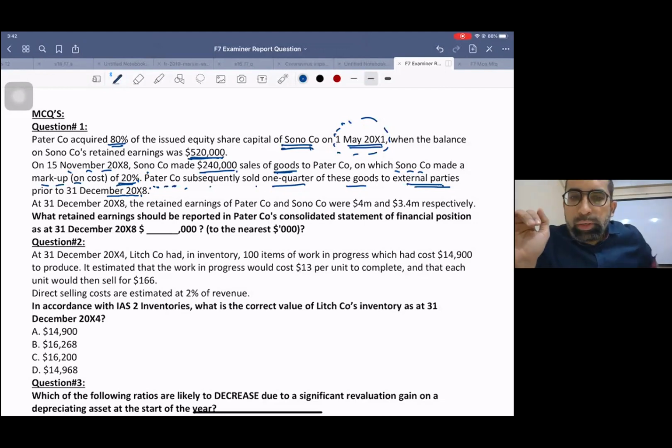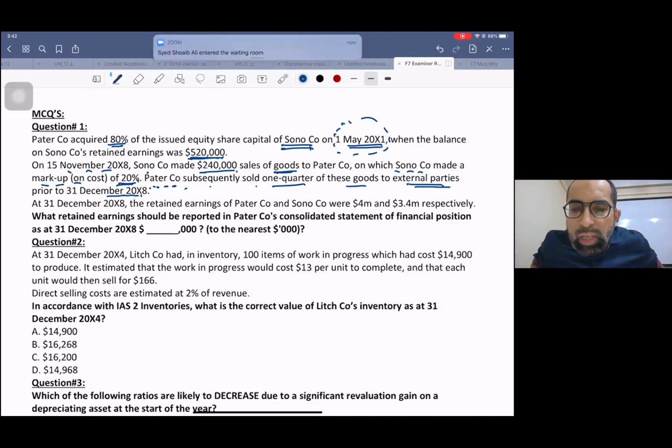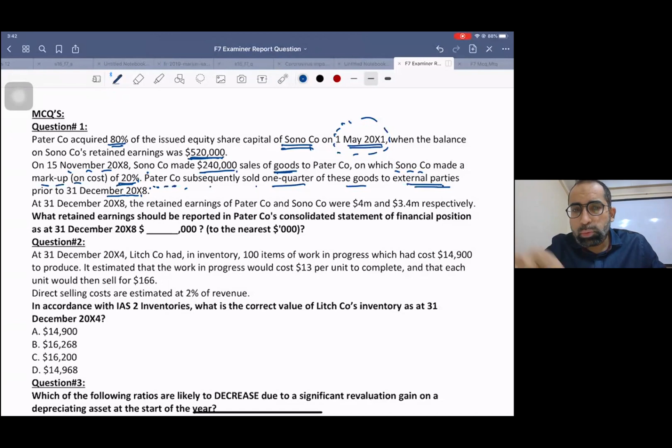So how are you going to calculate URP for this question? Simply calculate total profit first through markup, and then multiply 75% on that total profit, you will get URP. You will get URP, right?